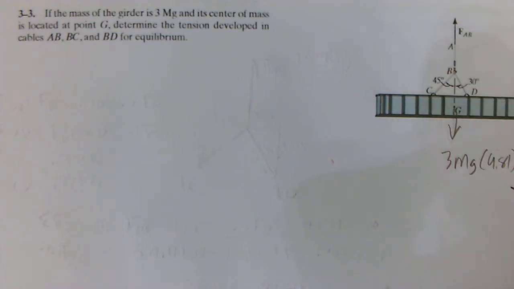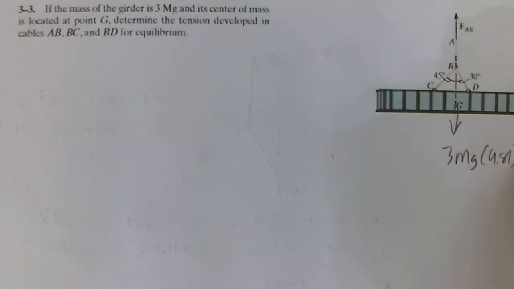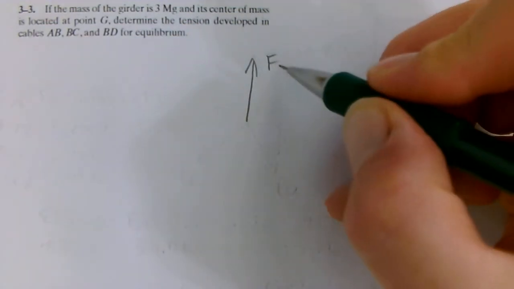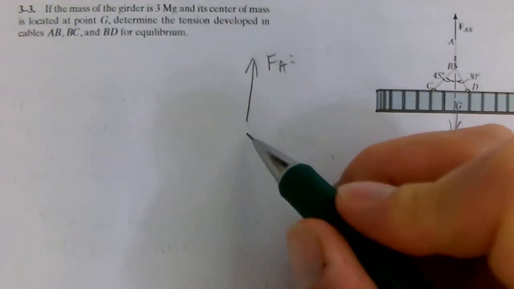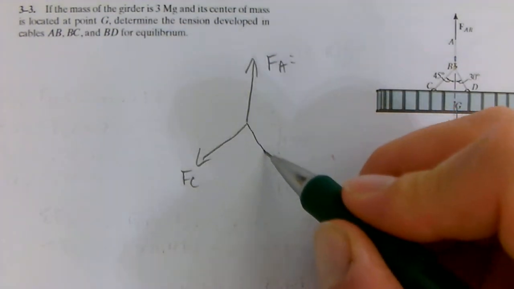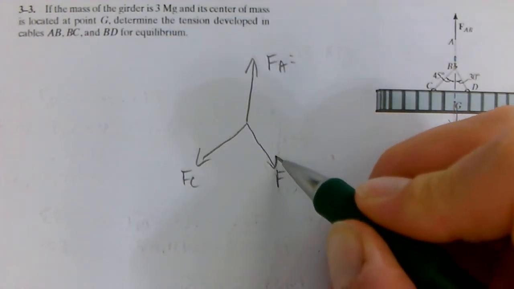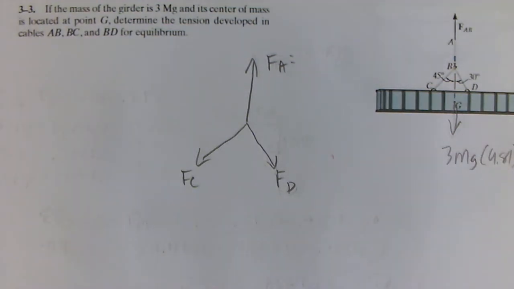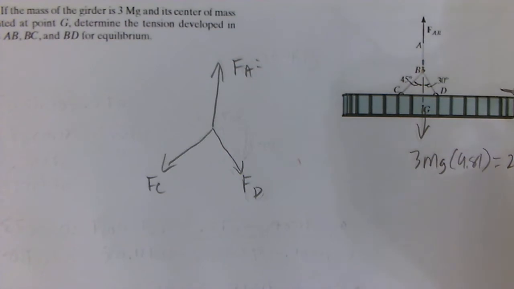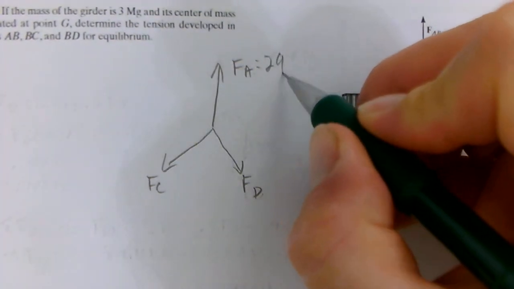BC, and BD. So let's draw a free body diagram of that first. I'm going to call it FA going up, and FC that way, and FD going that way. And if we do a free body diagram of the whole thing, we know that the force down has to be equal to force up. Therefore, FA has to be 29.4.